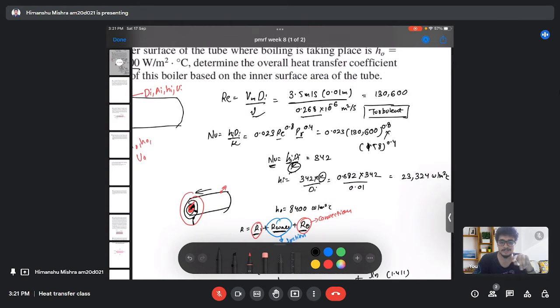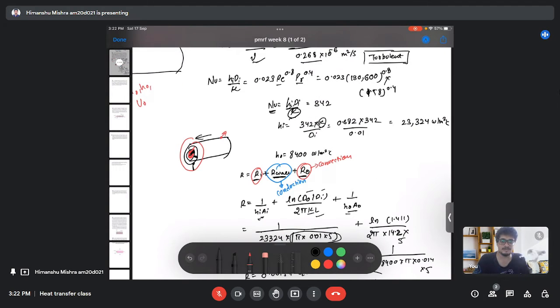Now, once we get the internal heat transfer coefficient, you know that you can find the internal resistance using it. You can find the outer resistance as well using the outer heat transfer coefficient given in the question. And then you need to find the resistance of the wall, where the heat transfer takes place due to conduction. You already know this expression from the very beginning, and you just use that to find the total resistance. And once we get the total resistance, we can easily find the overall heat transfer coefficient.